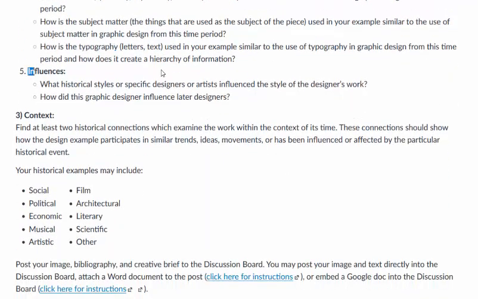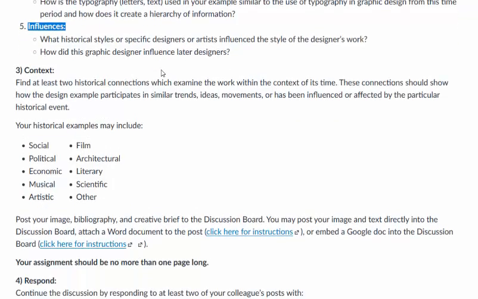You may want to talk about some influences, such as historical styles or specific designers. And then you're going to find at least 2 historical connections which examine the work within the context of its time. Some of these examples might include a piece of music that was popular during this time, maybe a book that was popular, or maybe some political events that were happening during this time. That's what I mean by context.